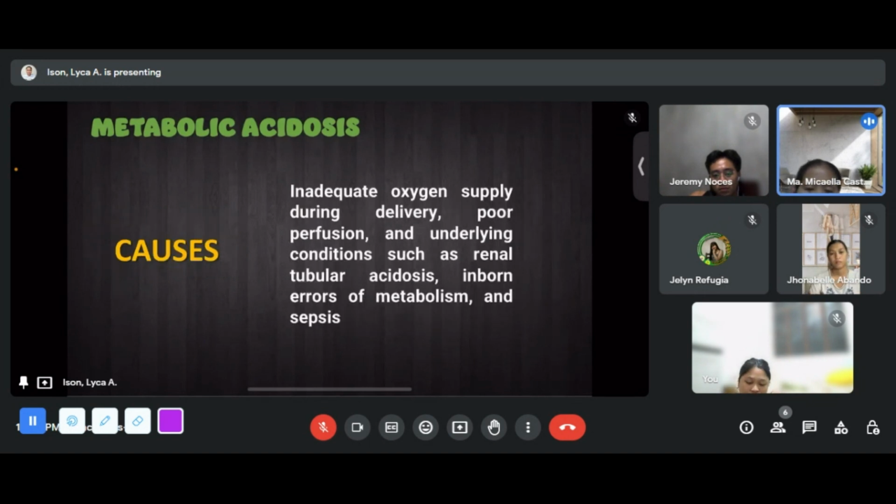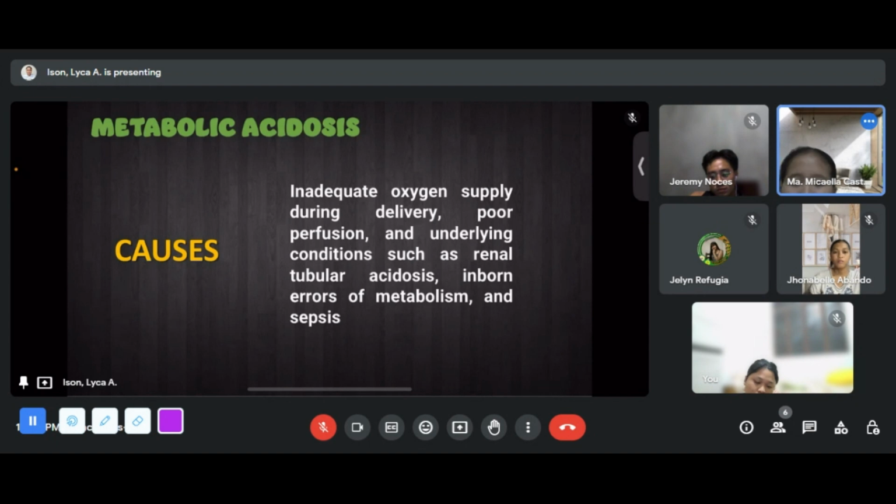So, yung causes is inadequate oxygen supply during delivery. Kapag hindi nakakatanggap ng sapat na oxygen ang baby during childbirth, it can result in acidosis dahil sa pagbaba ng pH ng dugo. Then yung poor perfusion. Kung mayroong problema sa pagdaloy ng dugo o blood flow sa katawan ni baby, pwedeng magkaroon ng metabolic acidosis dahil sa pag-accumulate ng mga acids sa dugo.